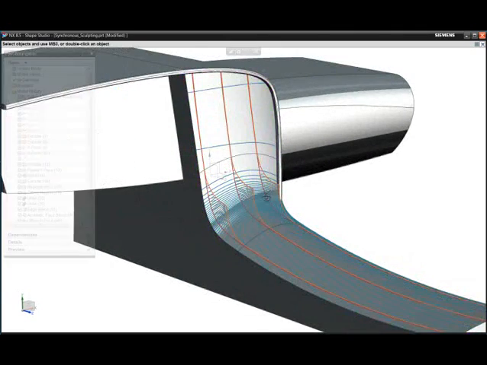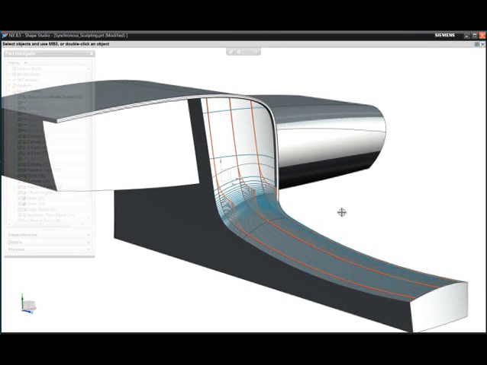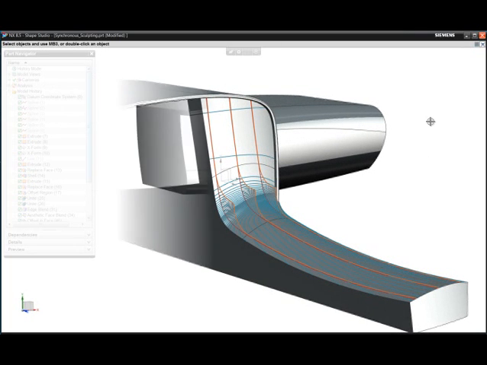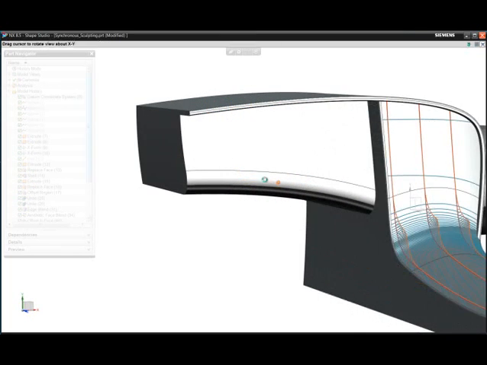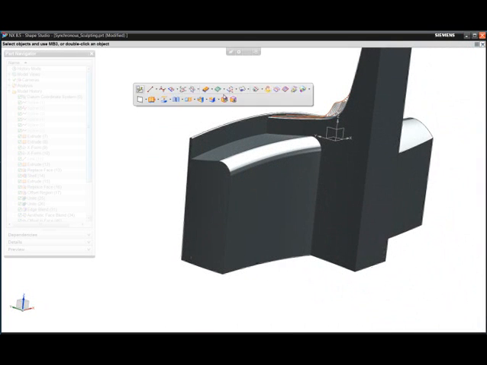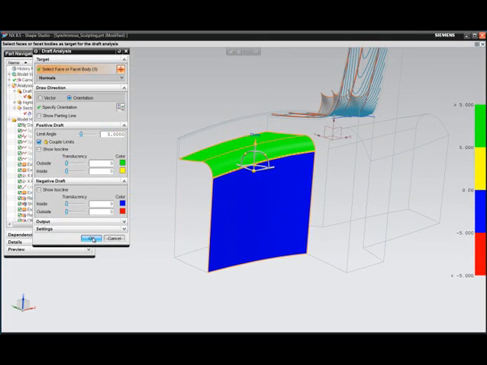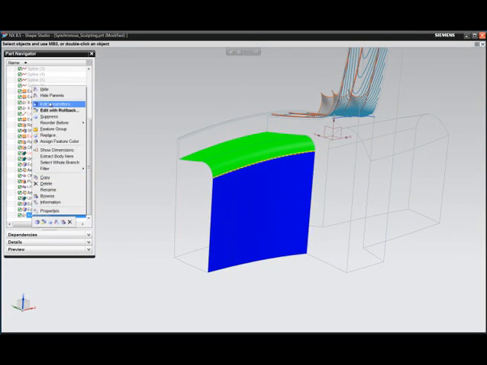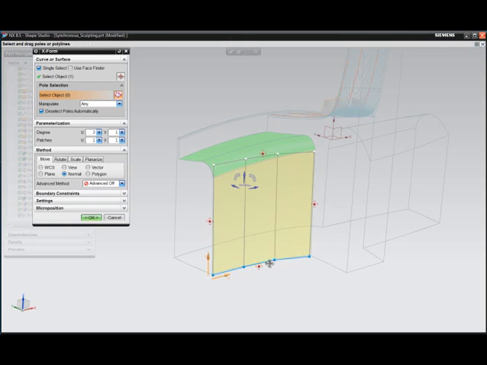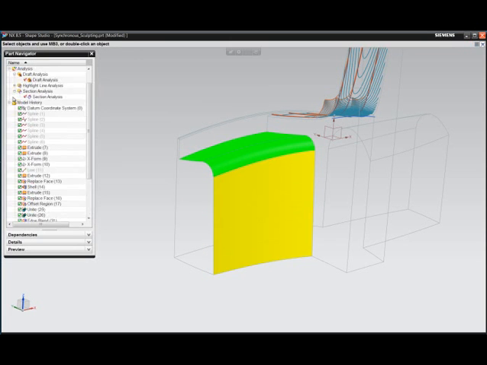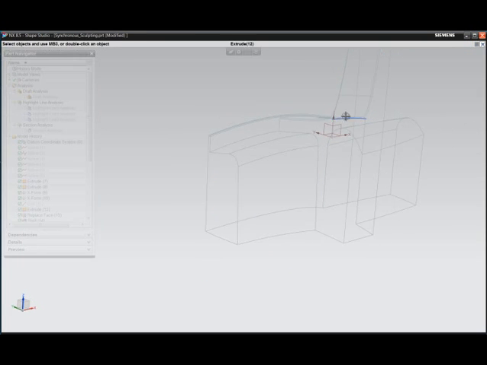Real-time quality analysis and validation can be performed throughout, ensuring the aesthetics and manufacturability are both achieved. Here, we can see a draft analysis being performed early in the design and the aesthetic shapes being refined to avoid costly downstream manufacturing issues.